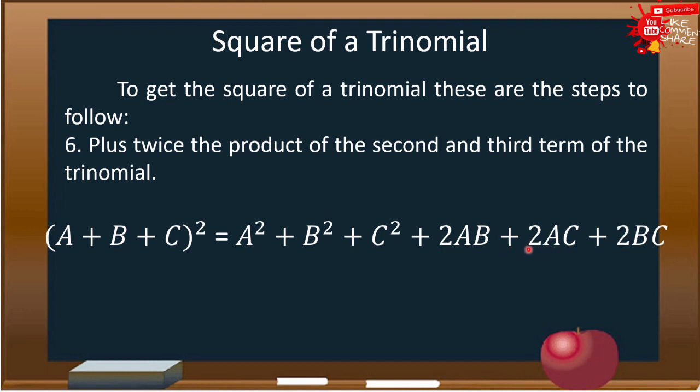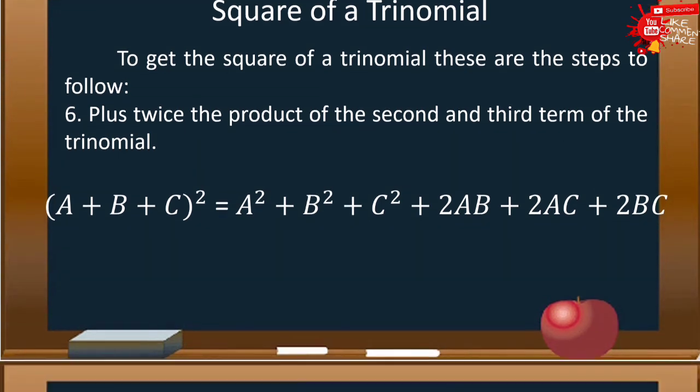That's why we have here plus 2AC, or 2 times A times C, plus twice the product of the second term and the third term, or plus 2BC. So again, we have A squared plus B squared plus C squared plus 2AB plus 2AC plus 2BC. We will follow this formula.